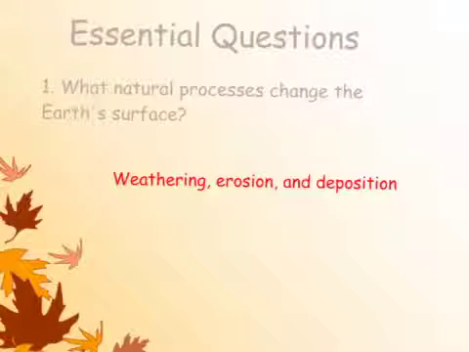Alright, that's our vocabulary words. Now let's look at our essential questions and see if we can answer those. Our first essential question: what natural process changes the Earth's surface? And as we talked about, our 3 vocabulary words: weathering, which is the breaking apart of the rocks; erosion, which is the carrying away of particles; and deposition, which is when those particles are deposited in a different area.